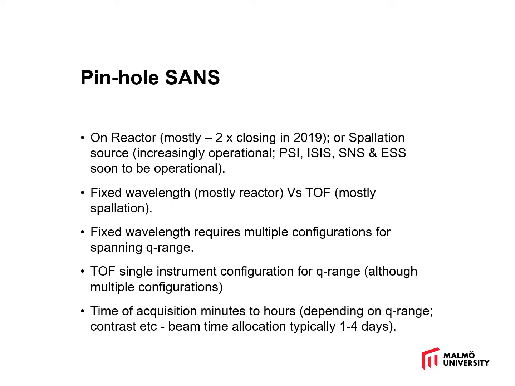The time of acquisition for pinhole SANS, as I said before, is really quite different from synchrotron sources, although they're both large facilities. It's usually minutes to hours, so of the same time scales that you'll have for a lab-based SAXS instrument. It also depends on the Q range that you're looking at, the contrast, etc. But a typical beam time allocation is 1 to 4 days, with a much less frenetic changing of samples.